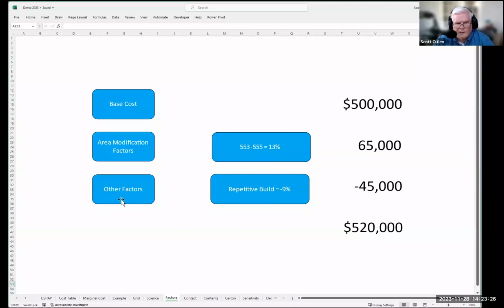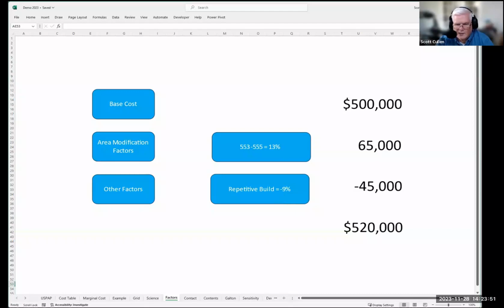So for instance, a repetitive build is a cost savings, right? If you're building in a subdivision, just going from one house to the next with the same crews, you can save quite a bit of money. That's why developments are probably the best way to get housing ownership for the most people. So other factors, the example here, repetitive builds is minus 9%.